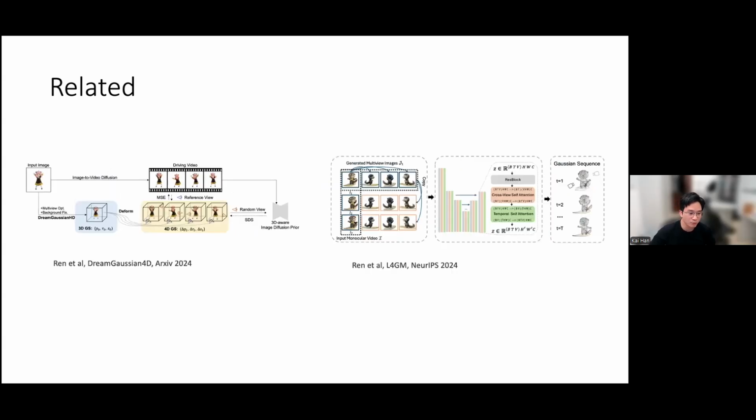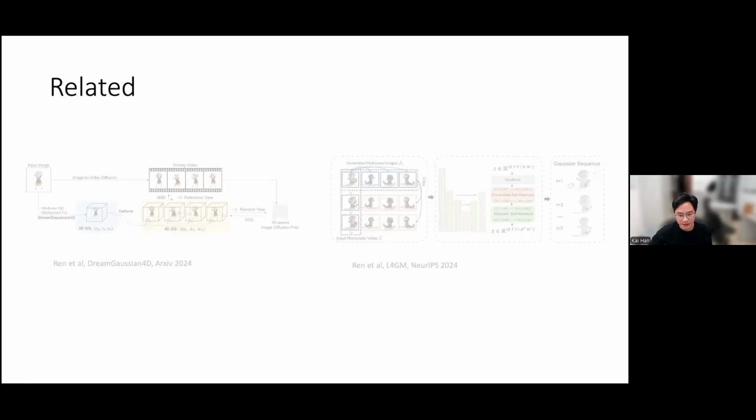There are also some works directly doing 4D, for example this one. They get a 3D first and then get a deformation field and then gradually get the 4D. So this is such a method. And also this is the LGM 4D version. They take a monocular input image and then try to get the Gaussian sequence at different time steps.